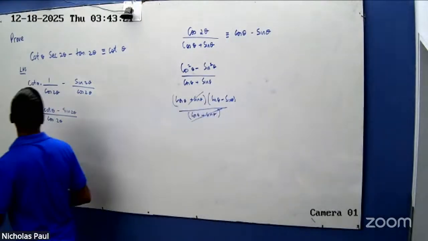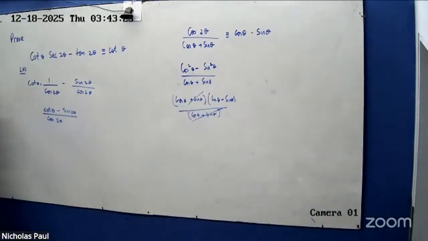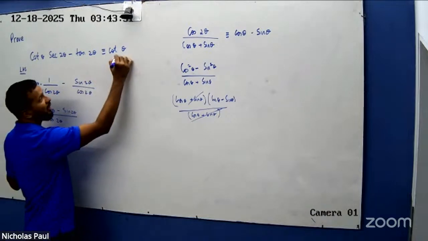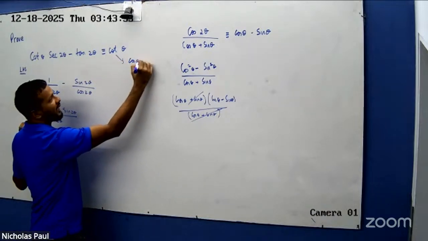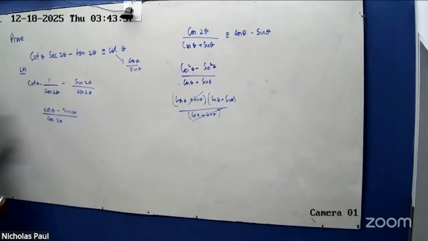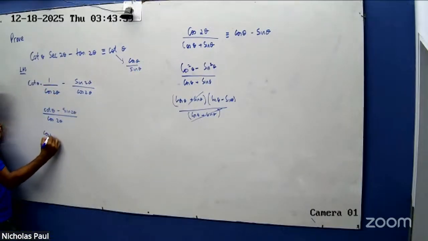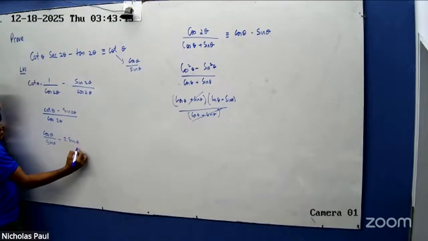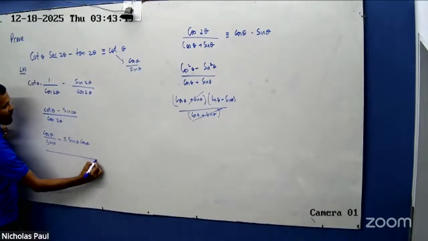Right, let's see how it went on here. This is not looking so good. Right, let me see what happened here. So I want to get cot theta. We know that cot theta is cosine theta over sine theta. Right, so let's see if we can get it down to that. Cot here, cosine theta over sine theta. Sine 2 theta is 2 sine theta cos theta. All over. Right, big problem.